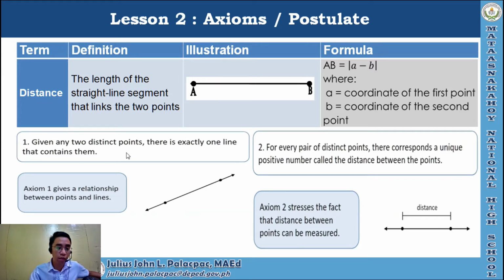So, given any two distinct points, there is exactly one line that contains them. So, ito yung axiom 1 gives a relationship between points and lines. Yan yung definition natin sa undefined terms. So, nagkaroon na ngayon ng axiom. For every pair of distinct points, there corresponds a unique positive number called the distance between the points. So, yung dalawang points, mayroong dalawang distance or isang distance lamang? So, axiom to yun. It stresses the fact that distance between points can be measured.